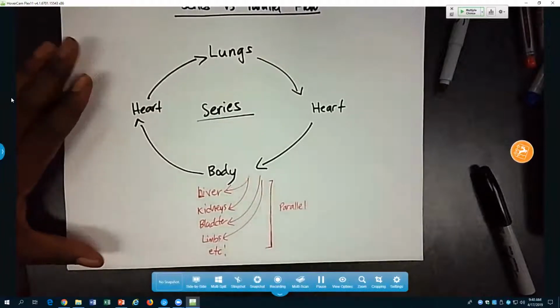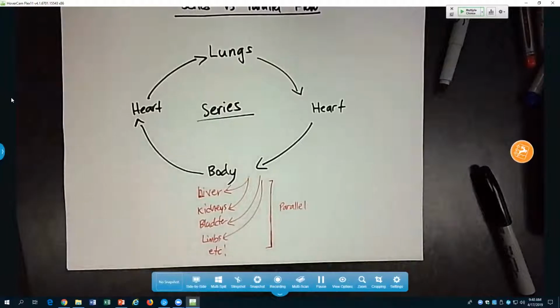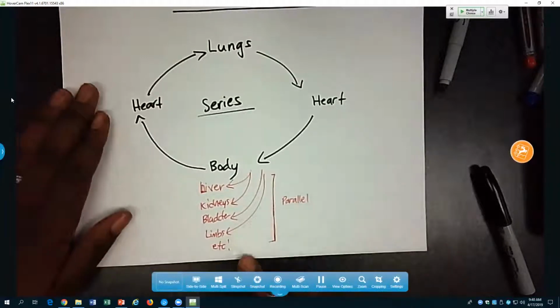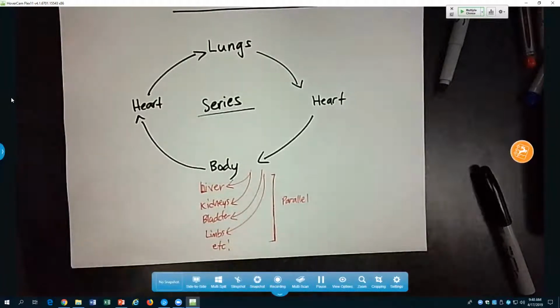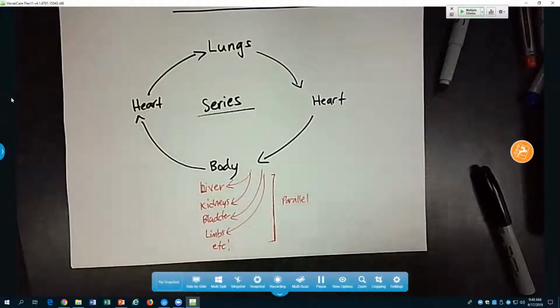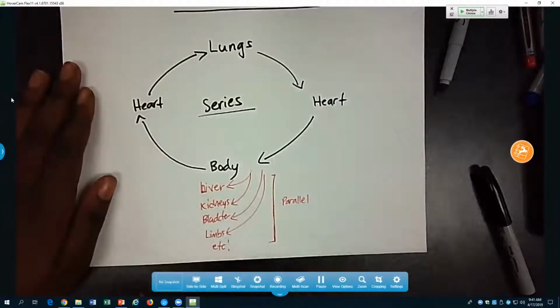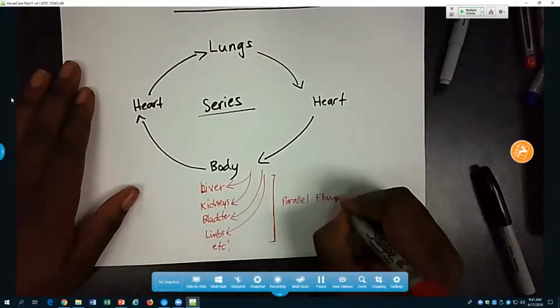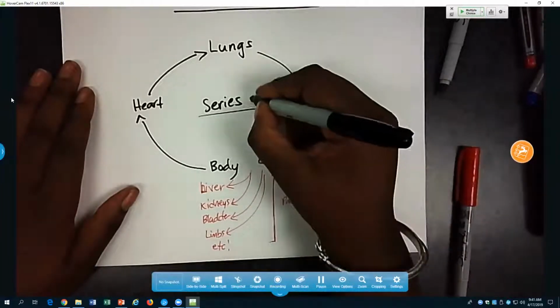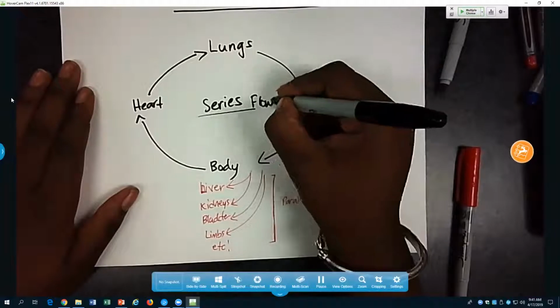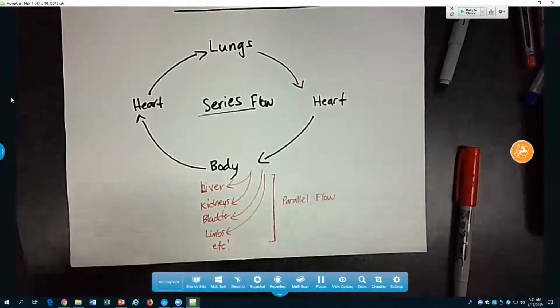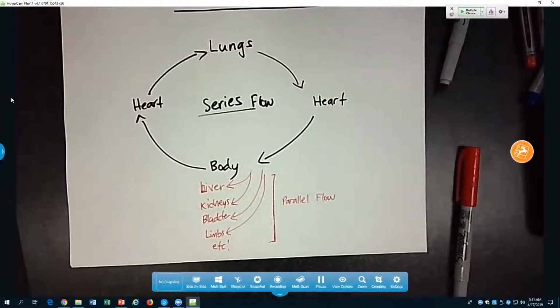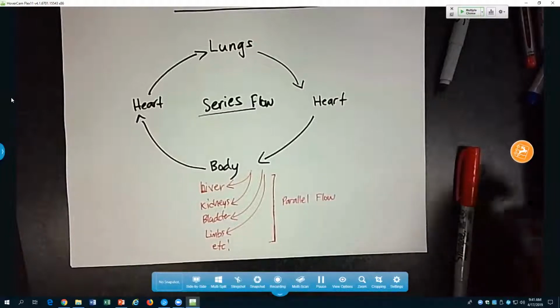So the bigger picture here, the series is the entire cardiovascular circulation. Whereas if you look specifically within the body system, blood has some options. It can go to the liver or to the kidney or to the bladder. So different amounts of blood will go into different organs, and that's parallel flow. Whereas the bigger picture here is series flow. All right, does that make sense? Any questions on that?